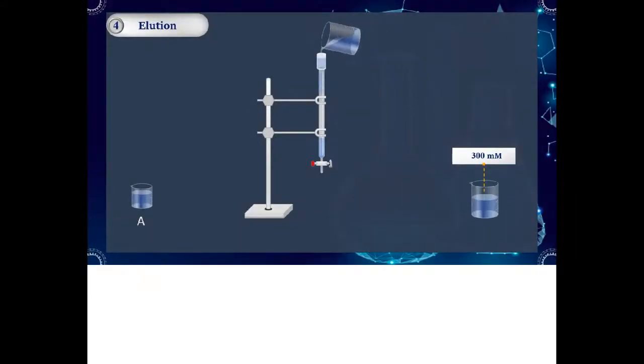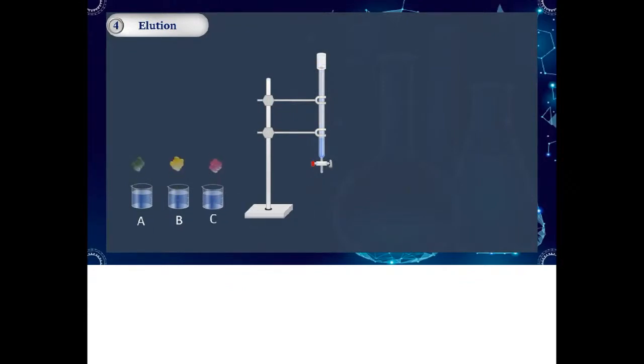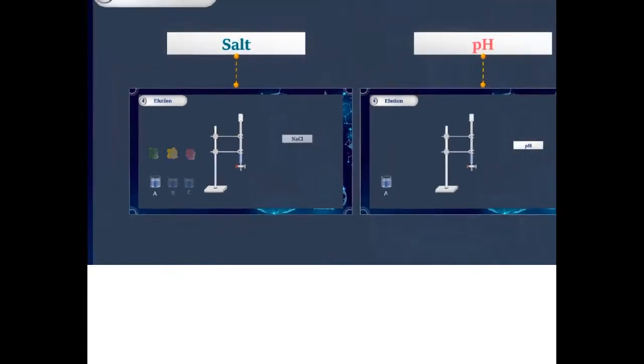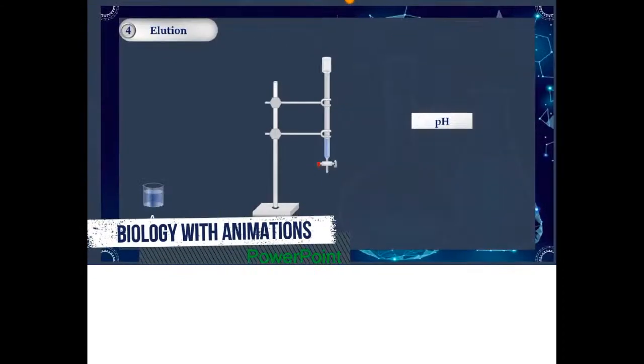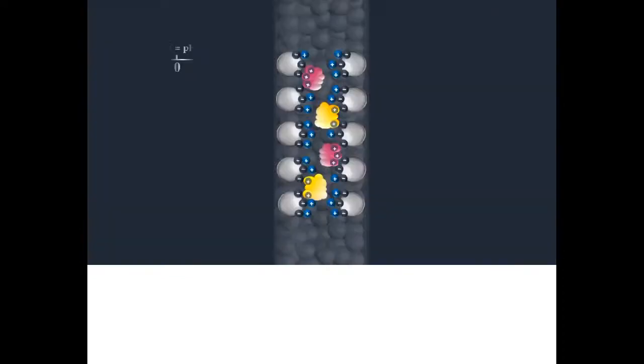Protein B has the lowest net positive charge, so it can be eluted first. Then, protein C, with the highest net positive charge, can be eluted next by increasing the salt concentration. Also, varying the pH of the buffer can be used to effect a separation and to elute the retained proteins.